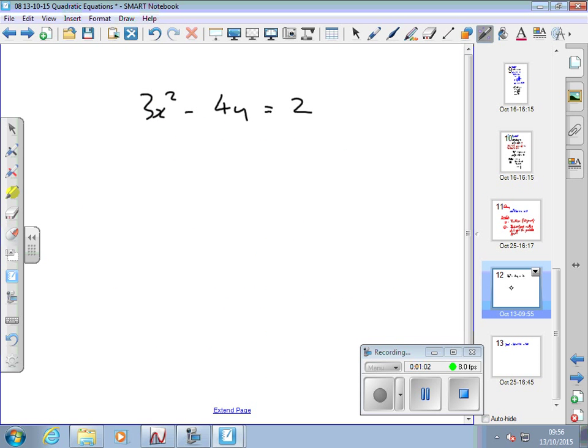This is our simultaneous equation. This is the scenario we were stuck with at the end. How do I solve this? 3x squared minus 4y equals 2. And we're going to use this general method to do it now. And the method, and I'm quite confident that most of you will have seen this, is to use this formula.